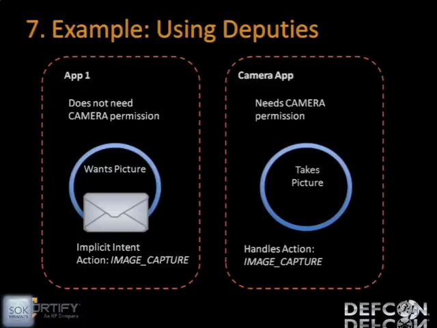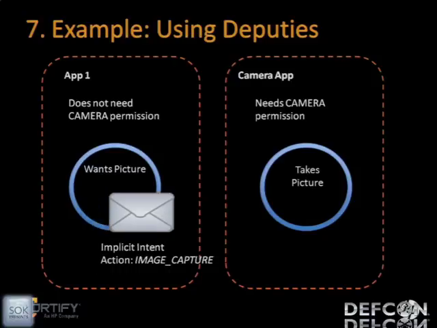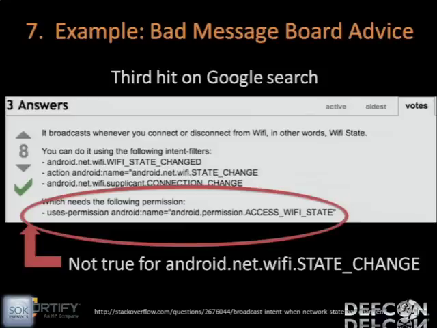But the developer might think that, well, my application has something to do with the camera, so it probably needs a camera permission. And end up with an overprivileged application. And here's an example that illustrates both the confusing naming and also the wrong suggestions given by forums and message boards. So, for example, if you're registering for an Android NAT Wi-Fi state change intent, then it's suggested that you need an access Wi-Fi state permission, but in reality, you don't.